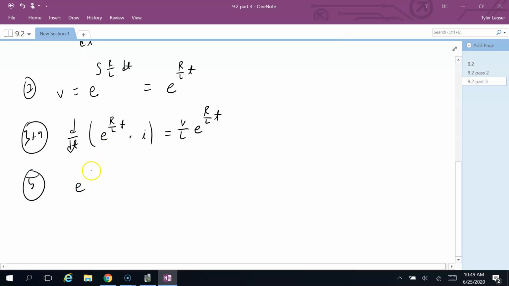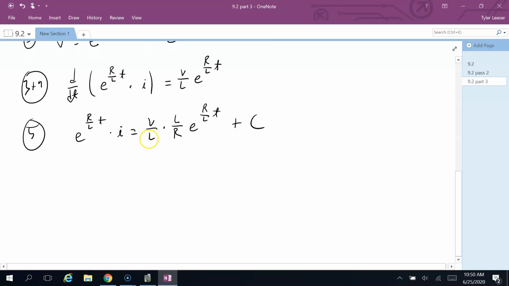When we integrate the left-hand side, it just cancels out that derivative. When I integrate the right-hand side, V over L is a constant, so you can pull that out, but then we're going to do the antiderivative of e to the R over L t. Anytime you're doing the antiderivative of an e to an exponent, you're going to take the reciprocal of the constant out and then just leave it alone. So we're still going to have that V over L out in front, but that's going to be multiplied by the reciprocal L over R, and then we're going to leave an e to the R over L t by itself. Don't forget the plus C.